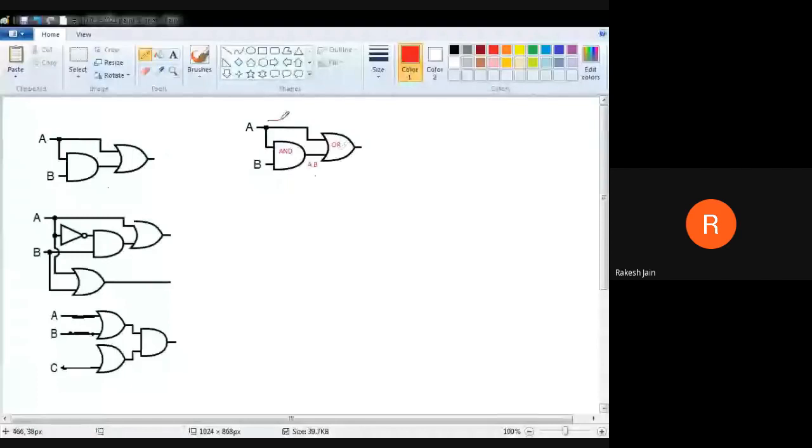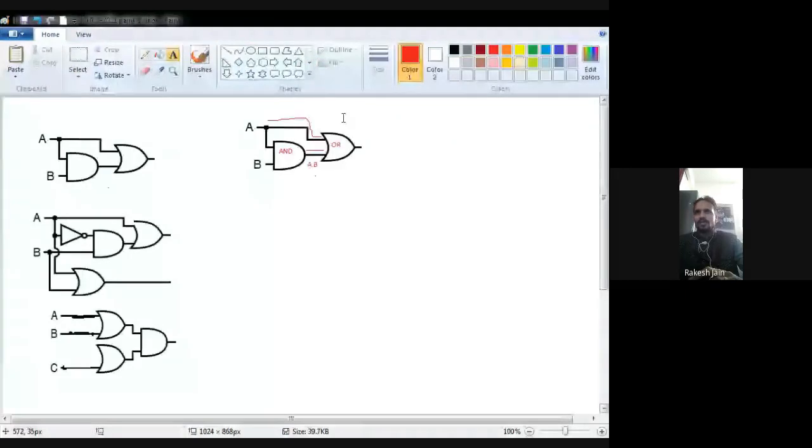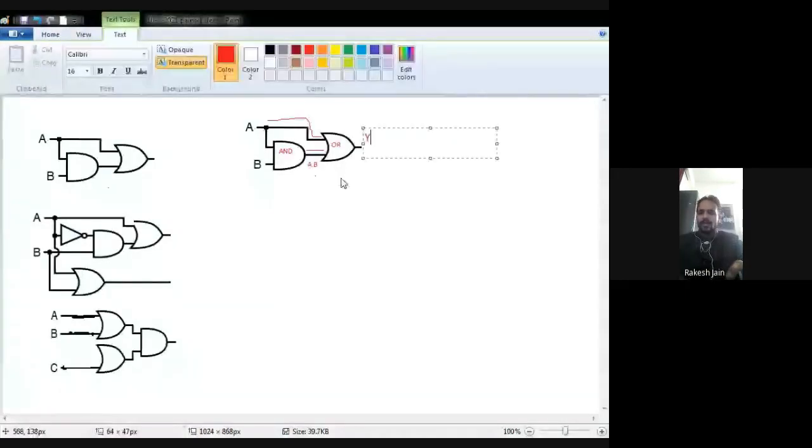And the second gate is your OR gate. One input of this OR gate is A and the second input is A dot B. So what will be the output? The output of any OR gate is equal to the sum of both the inputs, as we know. Let's suppose the output is denoted by Y, so Y is equal to the first input A plus the second input A dot B, that is AB. Now we have to find out the expression for the output with the help of the Boolean laws.